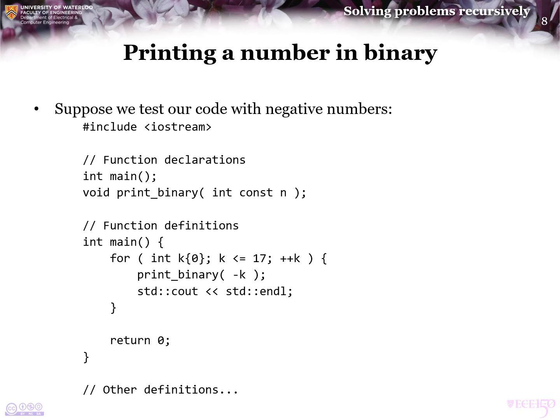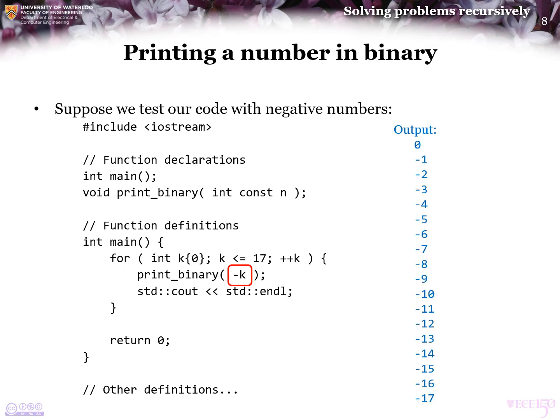Let's now rewrite this to print negative numbers. So the for loop goes from 0 to 17 inclusive, but now we will print negative k. So we will print 0, then negative 1, then negative 2, and so on. Let's take a look at the output.